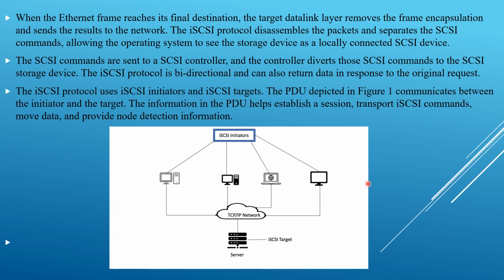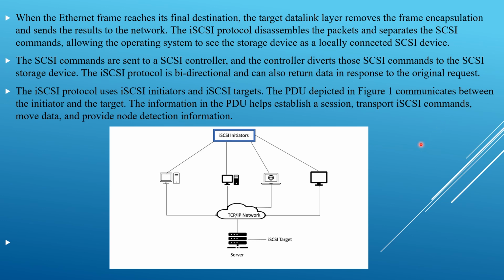When the Ethernet frame reaches its final destination, the target data link layer removes the frame encapsulation and sends the result to the network. The iSCSI protocol disassembles the packets and separates the SCSI command, allowing the operating system to see the storage device as a locally connected SCSI device. The SCSI commands are sent to the SCSI controller, and the controller diverts those SCSI commands to the SCSI storage device. The iSCSI protocol is bidirectional and can also return data in response to the original request.